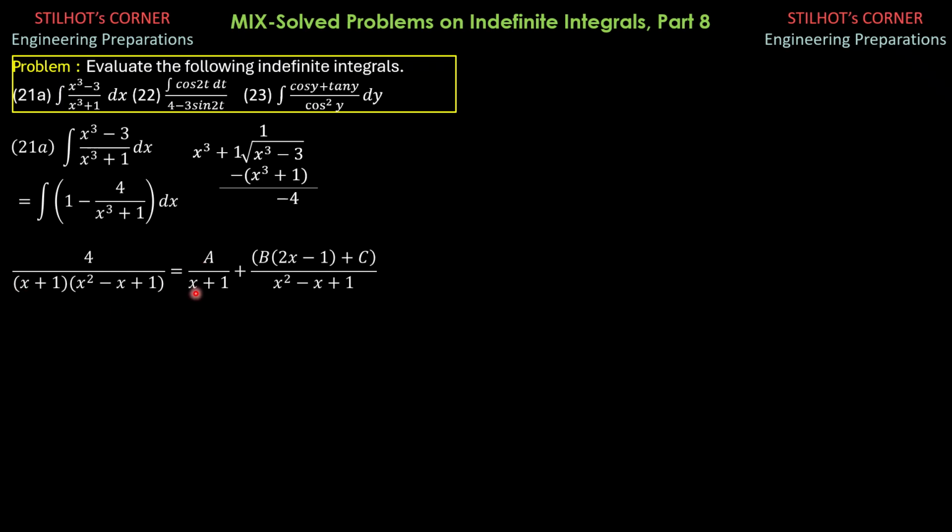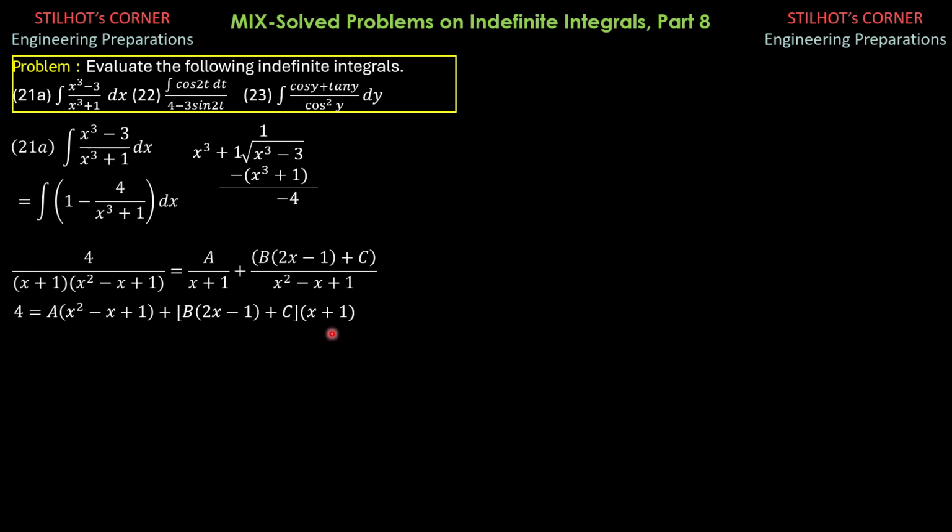A for this linear factor x plus 1, then for this quadratic factor, let's anticipate b times the derivative of quantity x squared minus x plus 1, so 2x minus 1, then plus the constant term divided by this quadratic factor. So multiply everything by the LCD: 4 equals a quantity x squared minus x plus 1, plus b times quantity 2x minus 1, plus c times quantity x plus 1.